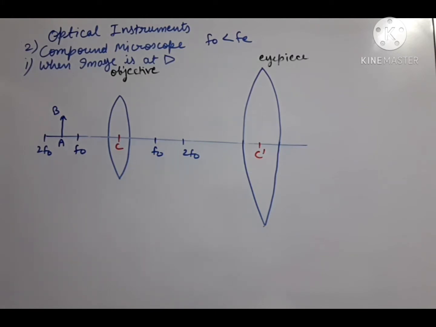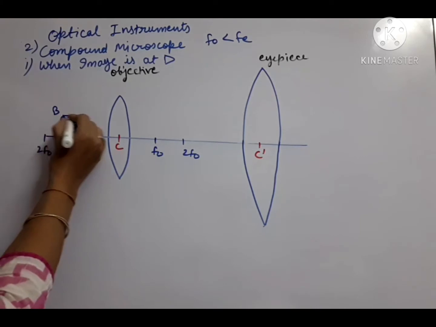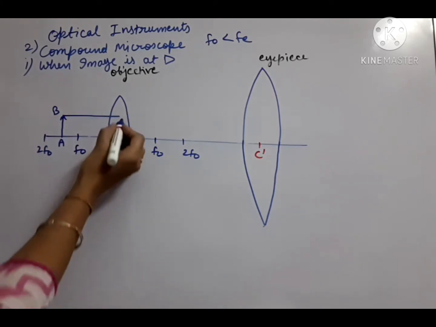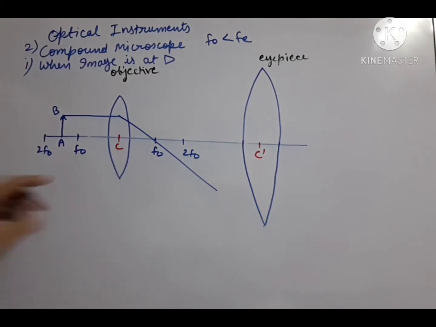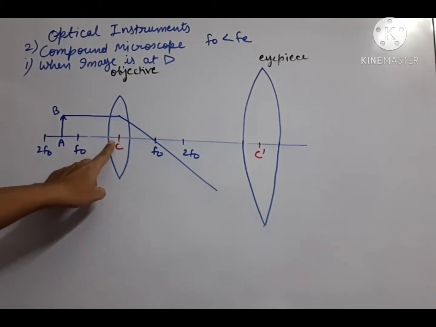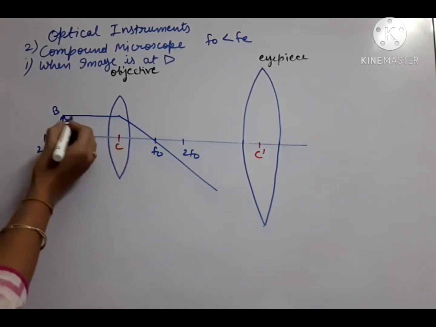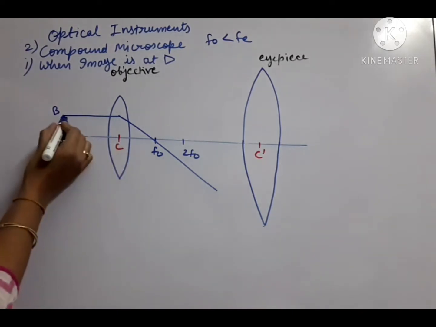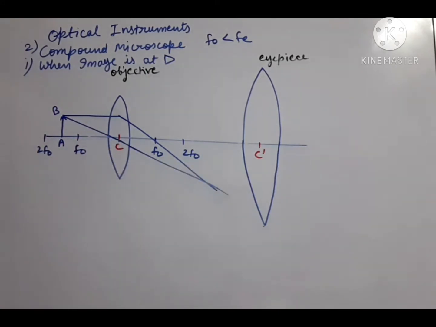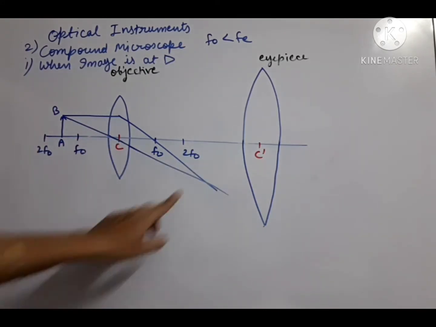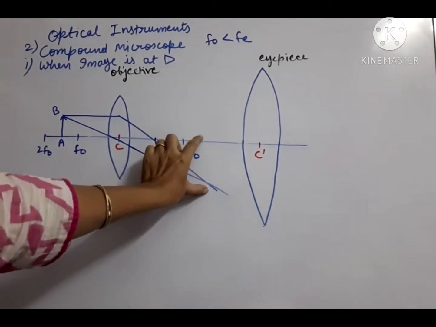Now we will complete its ray diagram. For the ray diagram, as we know, we need to take two rays. One ray goes parallel to the principal axis. After refraction it passes through the focus. And the second ray we should take through the optical center. It passes unbent. Now wherever the two rays meet, there the image is formed. That is the position of the image.